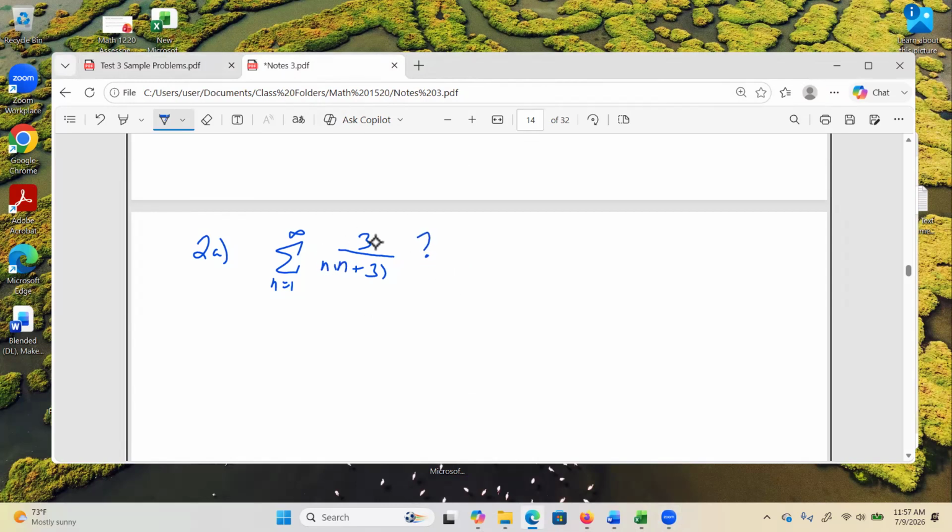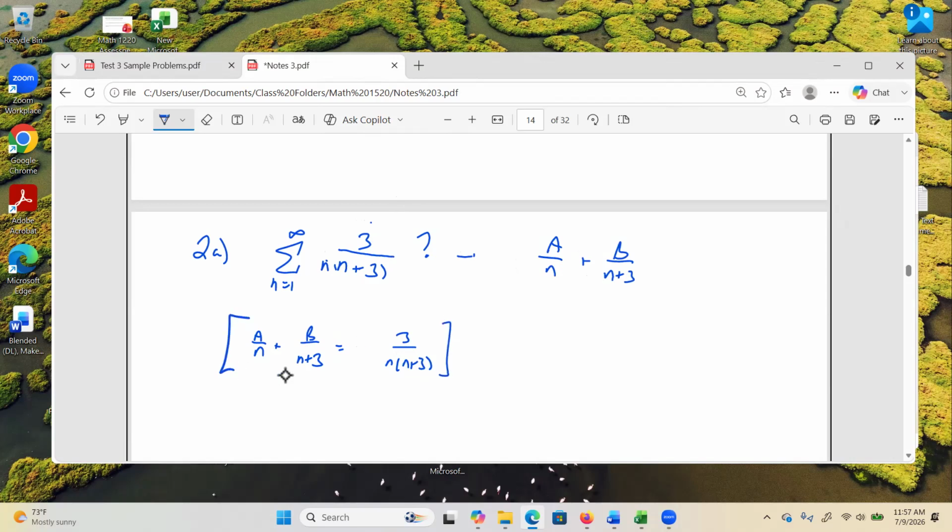So what we're going to do is apply partial fractions to the decomposition of this and see what we have here. So we say this is going to be a over n plus b over n plus 3. Notice there's just a degree 0 on the top and a degree 2 on the bottom. We're allowed to use partial fractions. We don't have to do division or anything like that. And we're ready to go. So we have a over n plus b over n plus 3 is equal to 3 over n times n plus 3.